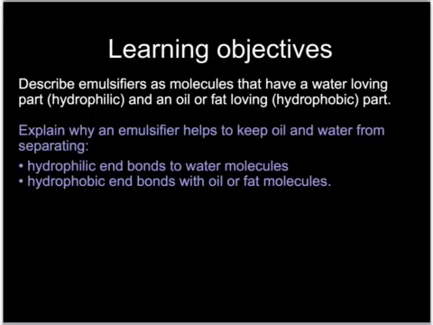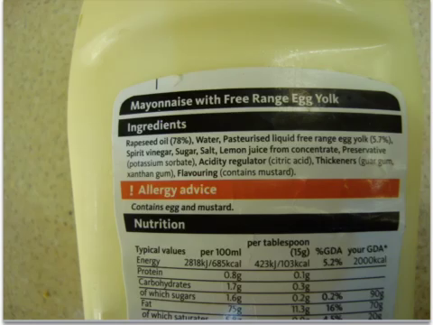At foundation level, you need to know about emulsifier molecules and what they look like, whereas at a higher level you need to know how they stop the oil and the water from separating. Many different foods, particularly processed foods, contain emulsifiers. This mayonnaise, for example, contains the emulsifiers which are found naturally in egg yolk. It also contains mustard, which contains an emulsifying agent.